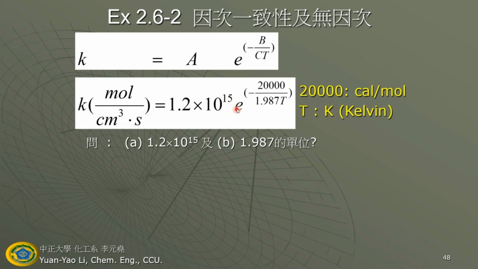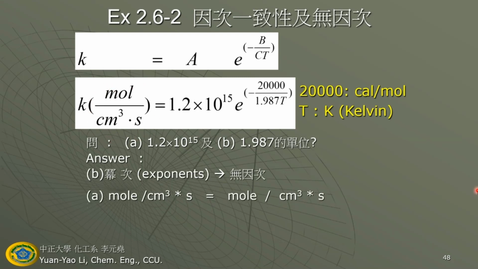So as you know, exponential is dimensionless, right? So you know that for 1.2 times 10 to the 15th, the unit needs to be the same as the unit of K, right? Okay, because the exponent is dimensionless. So the unit of this number needs to be the unit of K.